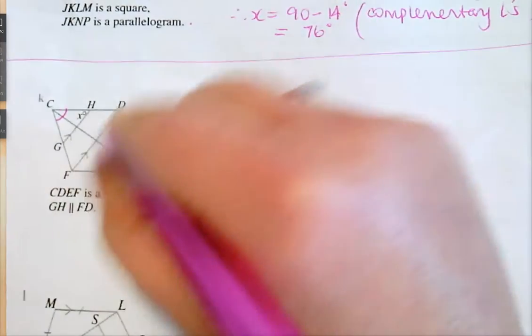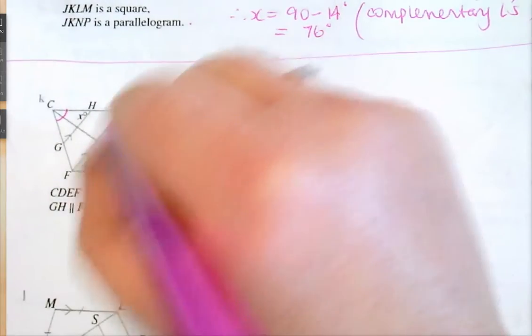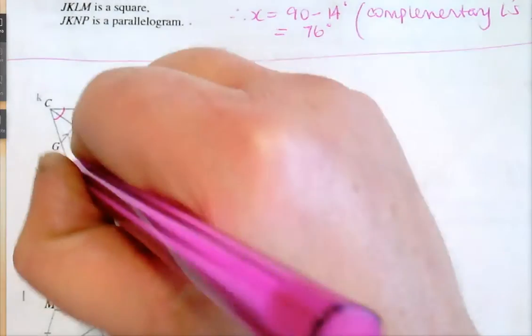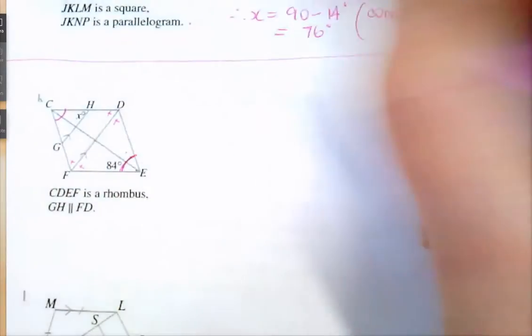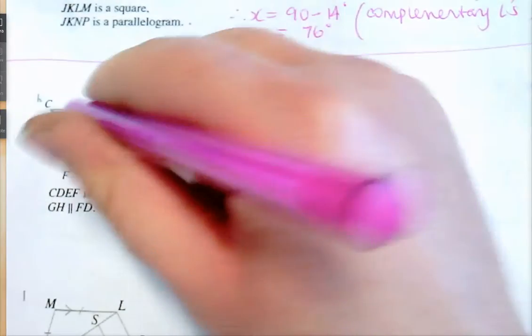Again, this is also a diagonal. So this diagonal will bisect these angles in half as well. So you might want to pause and try this all on your own. I think you can do it. And you've also got co-interior angles.